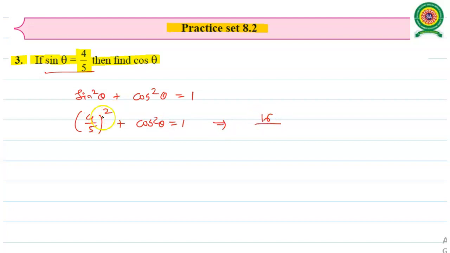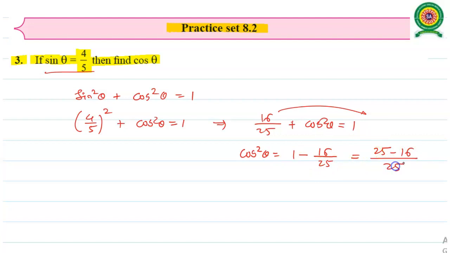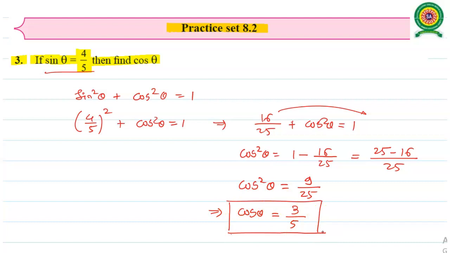Now 4 square is 16, 5 square is 25, plus cos square theta equals 1. Once we shift 16 by 25 from LHS to RHS, we get cos square theta equals 1 minus 16 divided by 25. By cross multiplication, we have 25 minus 16 divided by 25. Now 25 minus 16 is 9, so cos square theta is 9 divided by 25. Taking the square root on both sides, cos theta equals square root of 9, which is 3, over square root of 25, which is 5. So the value of cos theta is 3 divided by 5.